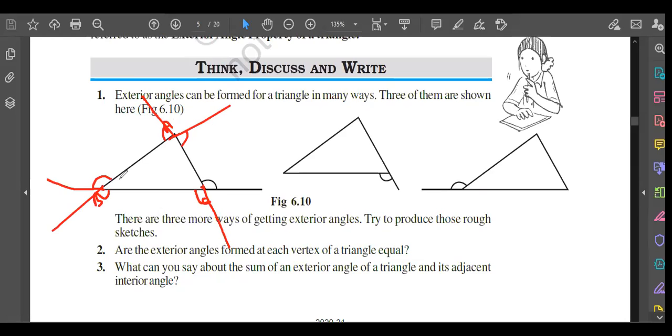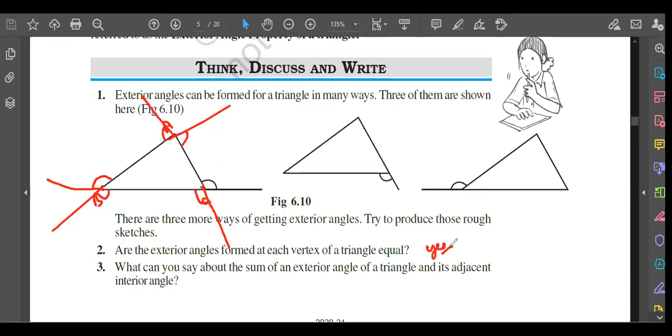Okay. Now question number 2. Are the exterior angles formed at each vertex of a triangle equal? Yes or no? Are they equal? They must be equal, because see this, if you are talking about this angle, it is also this angle plus this angle, and if you are talking about this angle, it is also this angle plus this angle, and this is your vertically opposite angle, right? So yes, they are equal.